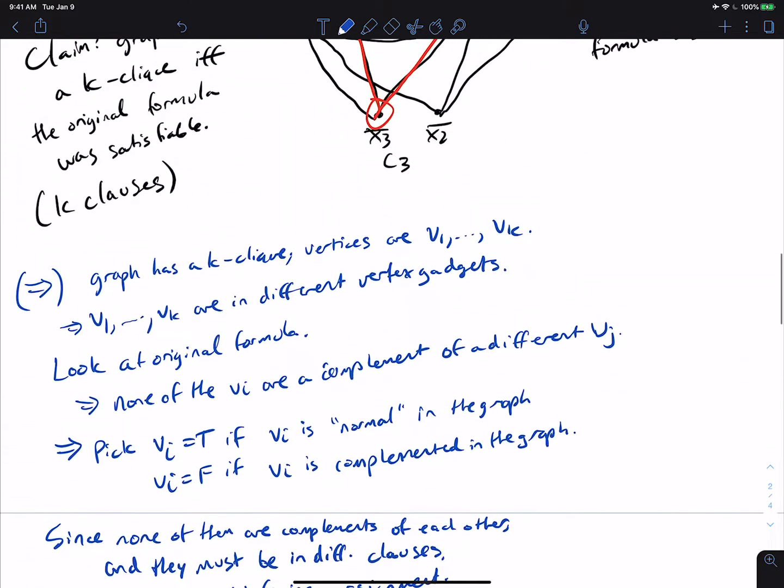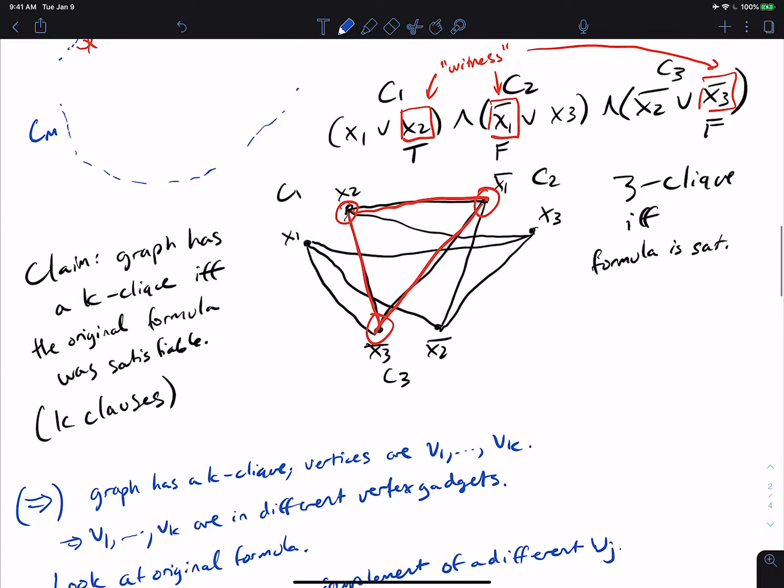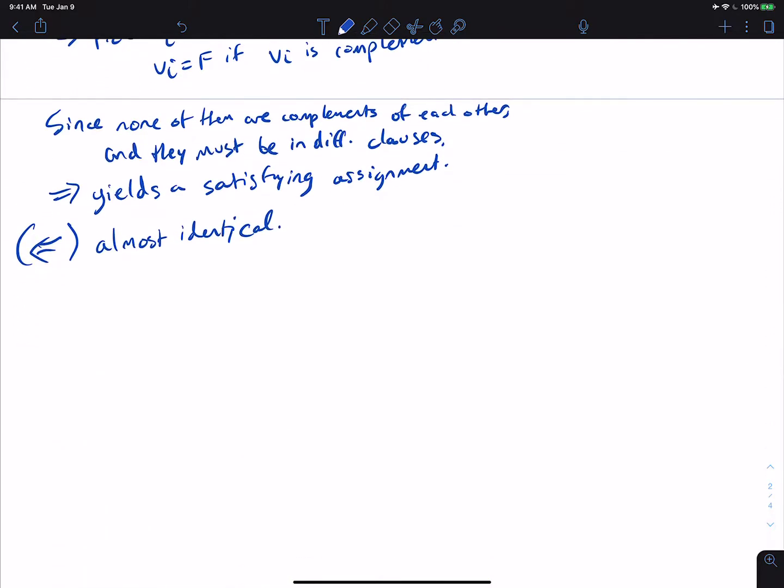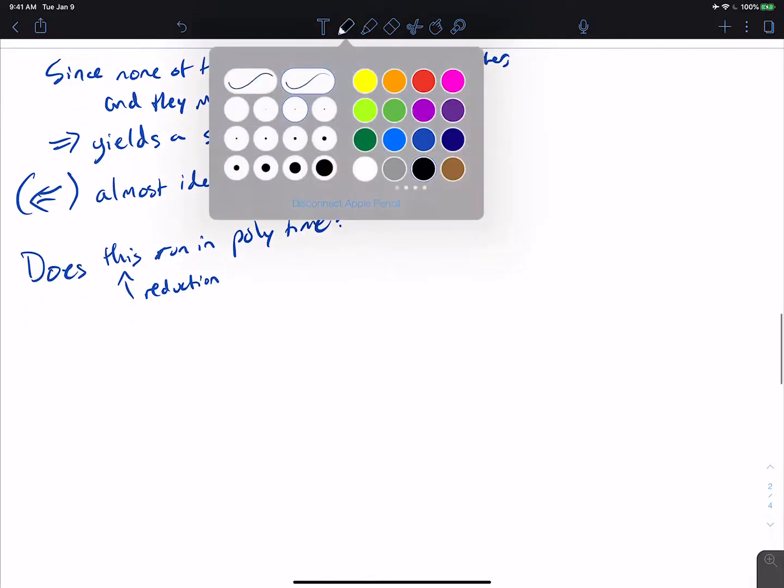So now the thing that we need to check is, does this run in polynomial time? Because if it doesn't run in polynomial time, then we just wasted our time. So does this run in poly time? The reduction, I mean. So by this I mean the reduction. So I claim it does.